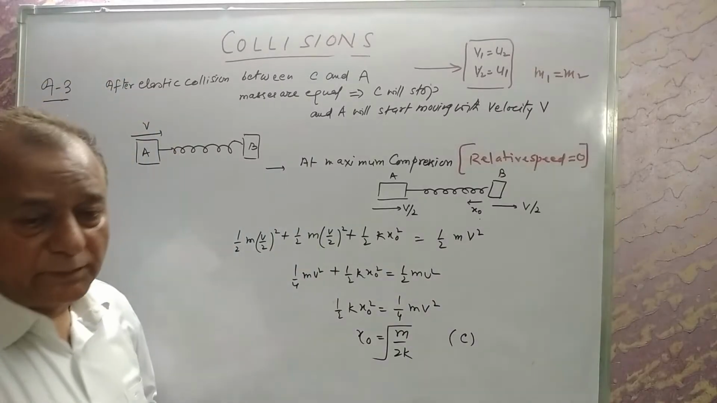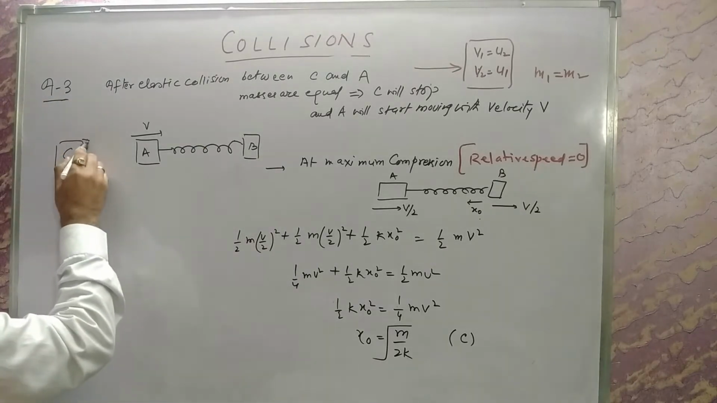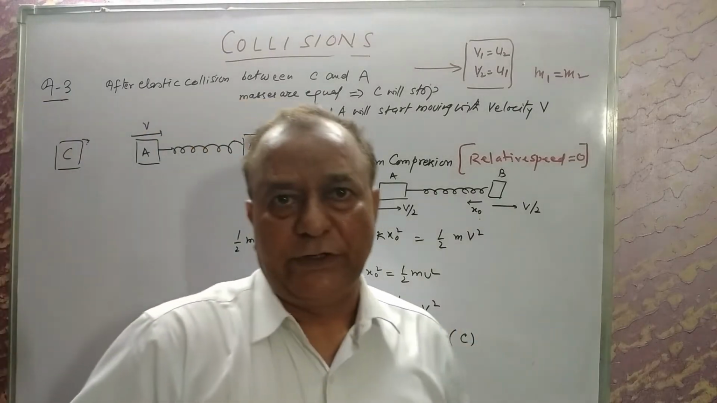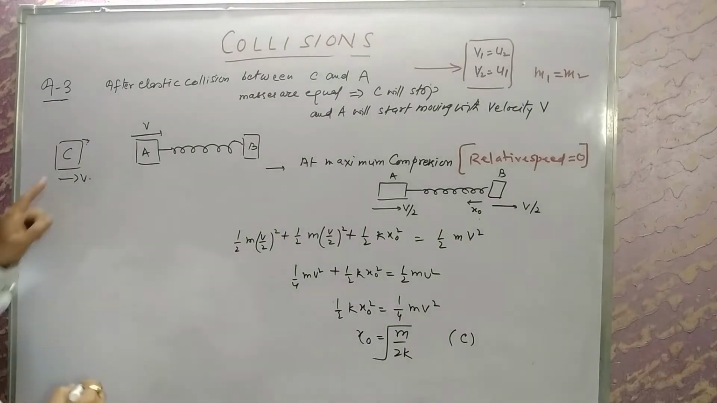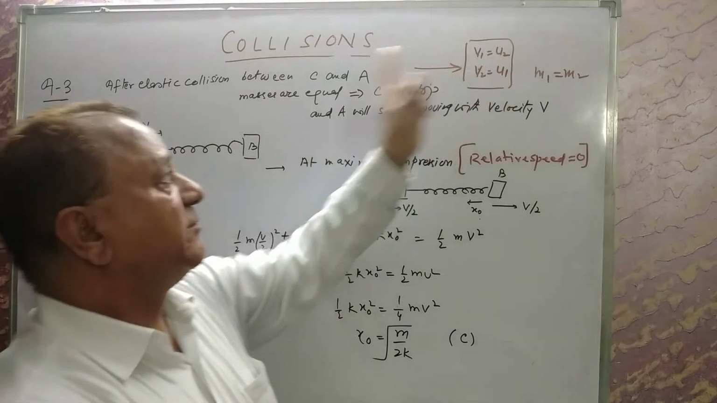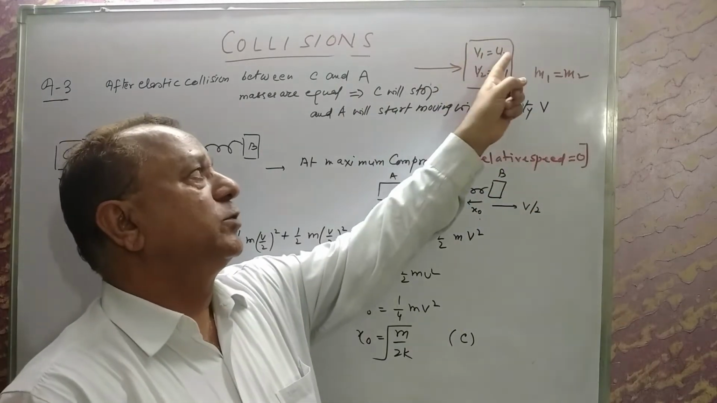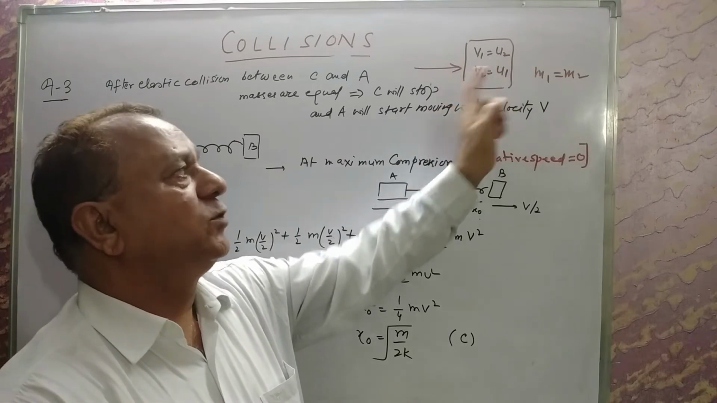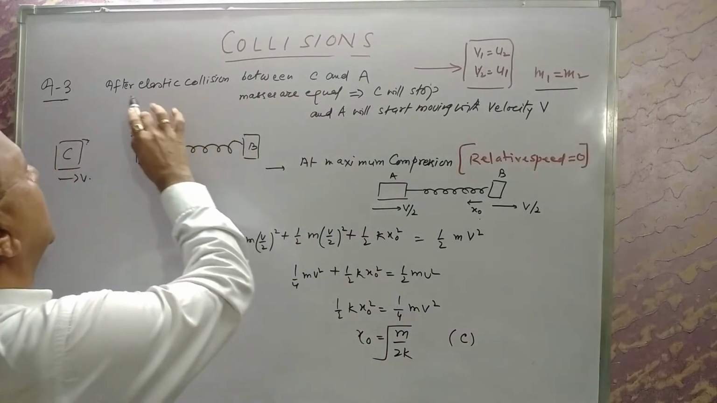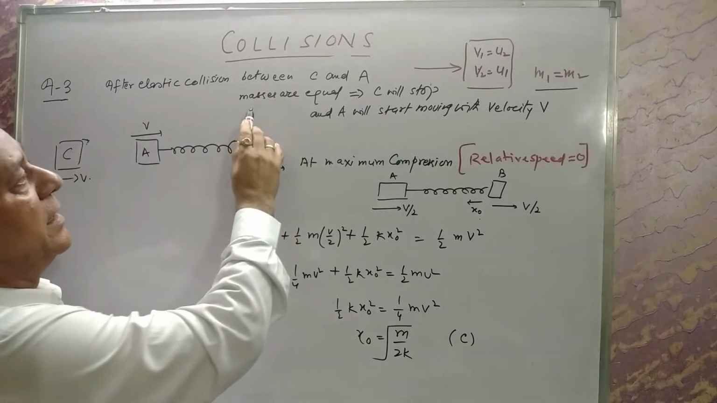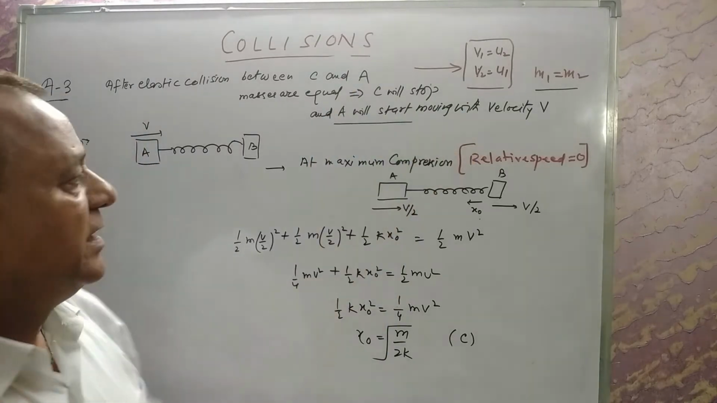Answer number 3. In this question, block C and A undergo collision. Because their masses are equal, they interchange velocities. Because in case of elastic collision, if two masses are equal, then V1, final velocity of 1, will be equal to U2, and final velocity of 2 will be equal to U1. Therefore, after elastic collision between C and A, because masses are equal, C will stop and A will start moving with velocity V.